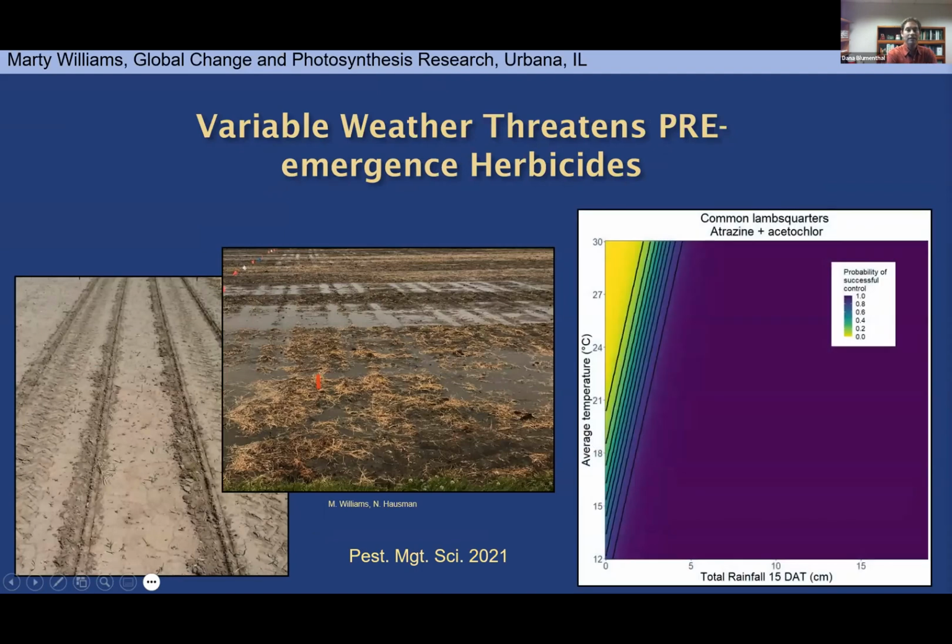Here's one example. This is the effect of atrazine and acetochlor on common lamb's quarters. It generally works pretty well. The probability of successful control is purple when it's 1, but then when it gets really hot and really dry, then probability of control goes way down. So again, at the extremes. And of course, extremes are what we are expecting more of in the future.